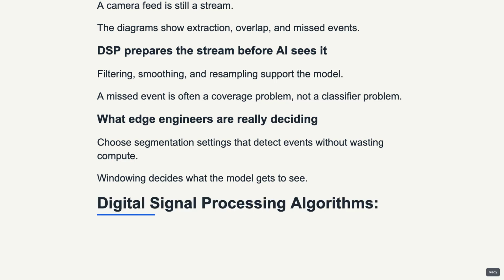Digital signal processing is the step that shapes messy sensor data into something a model can actually use. The main ideas here are sample rate, filtering, and frequency views, because those are the tools that turn raw streams into reliable input on edge devices.